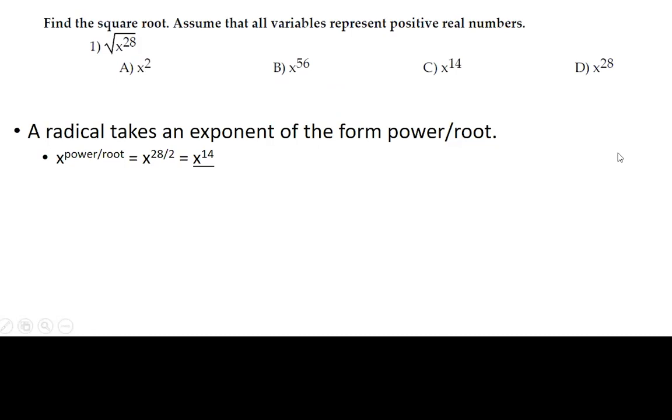Number 1, find the square root, and we're going to assume that all variables represent positive real numbers. That instruction means we don't have to worry about the absolute value when we take the square root of x. So we have the square root of x to the 28th power, and we know that a radical takes an exponent of the form power over root. So the 28th power, it's the square root, so 28 over 2 gives us x to the 14th.